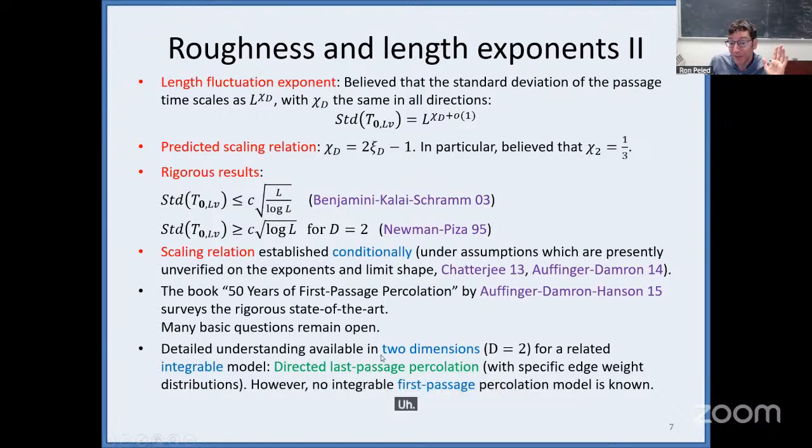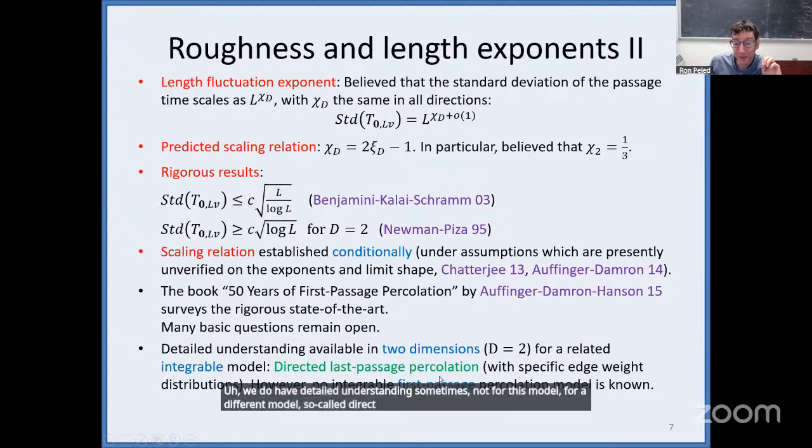We do have detailed understanding sometimes, not for this model, for a different model, so-called directed last passage percolation with specific edge weight distribution. Only in 2 dimensions, but then we do have, in fact, detailed understanding. We know the scaling limit, the directed landscape of Dauvergne, Ortmann, and Virag. But there is no such model known for first passage. It's just believed to behave similarly.